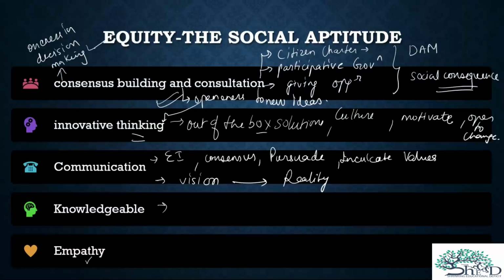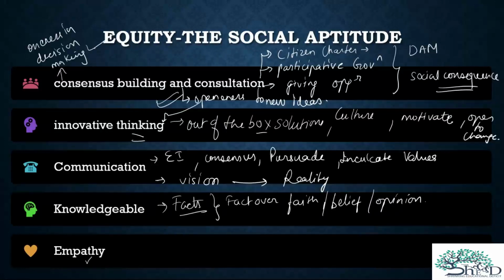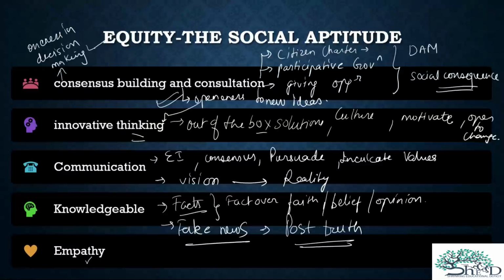Knowledgeable. Obviously you need to have knowledge while dealing with aptitude. The knowledge we read about is theoretical knowledge, so basically those are facts. The whole thing rests on facts. Your way of doing work should be fact over faith, belief, opinion. Because we live in an era of fake news. We live in an era of a post-truth society. When such things are there, how will you make a decision?